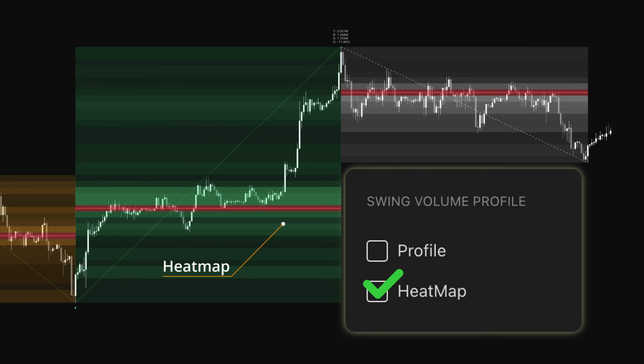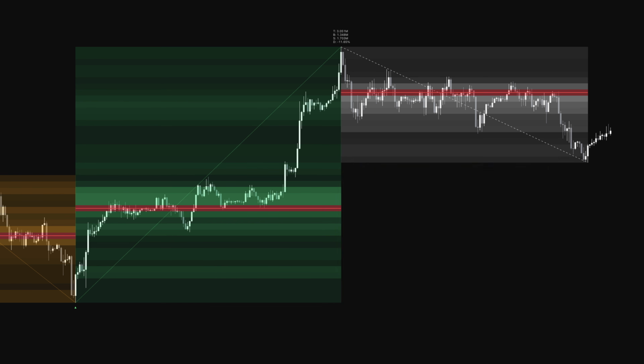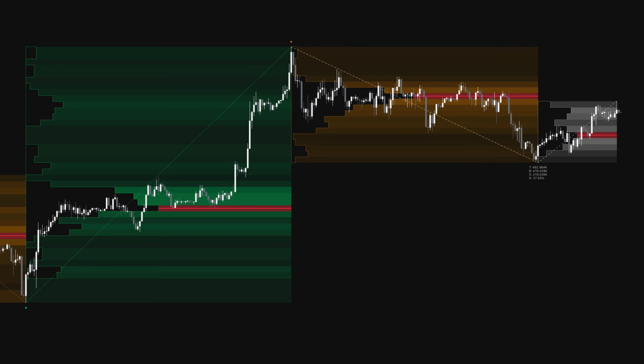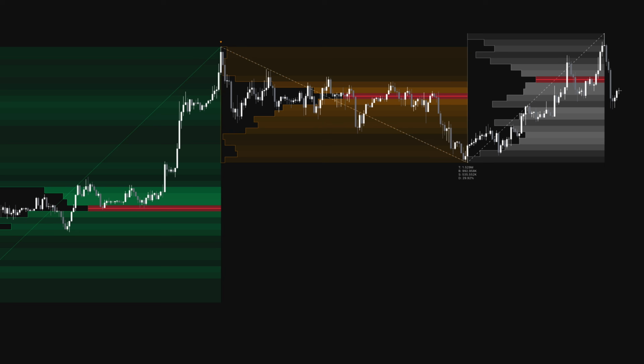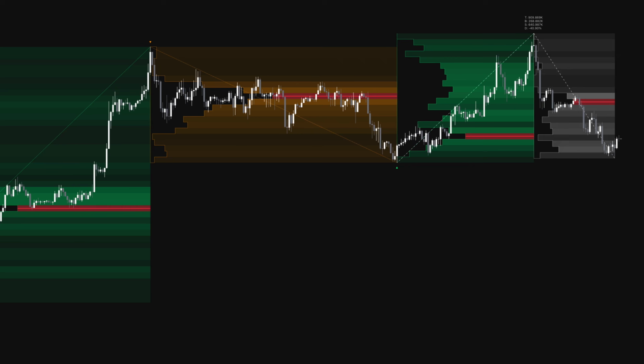The heat map mode fills boxes horizontally across the full swing width, showing volume intensity as a color gradient rather than bar width. Both modes update in real time as the current swing develops, rebuilding on each bar until a new pivot confirms the direction change.